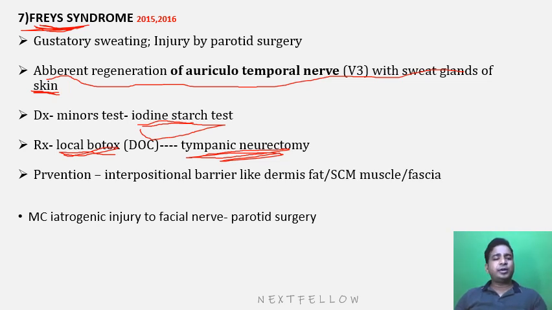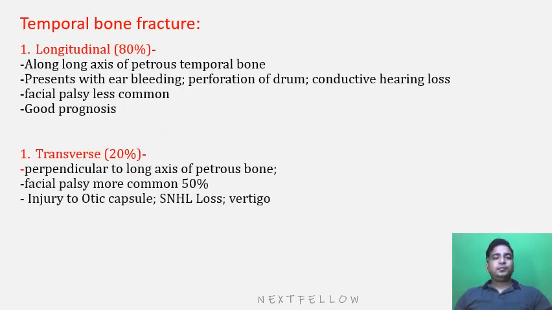What is the most common iatrogenic injury to the facial nerve? Iatrogenic injury, that is the parotid surgery. Now, temporal bone fracture is again an important cause of facial nerve paralysis or facial nerve injury. There are two types of temporal bone fracture. One is the longitudinal fracture and the other one is the transverse fracture.